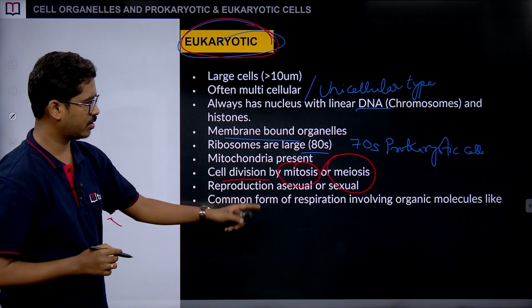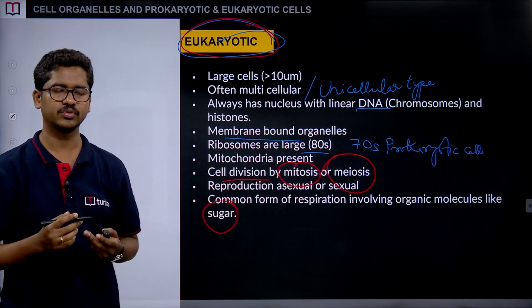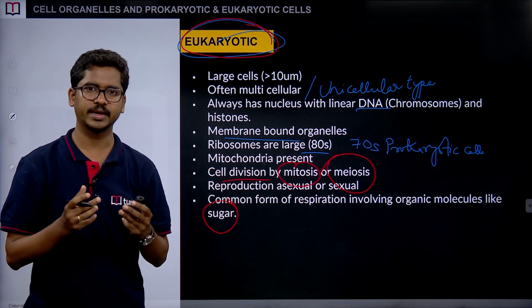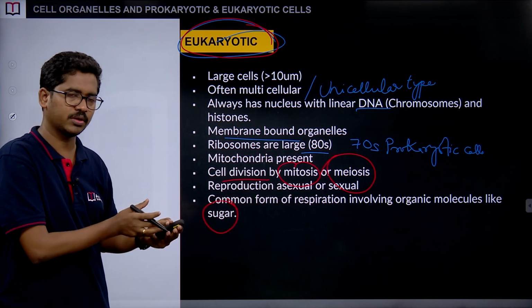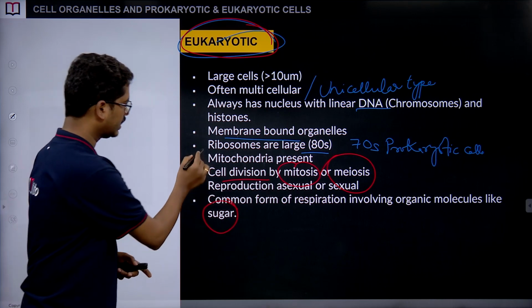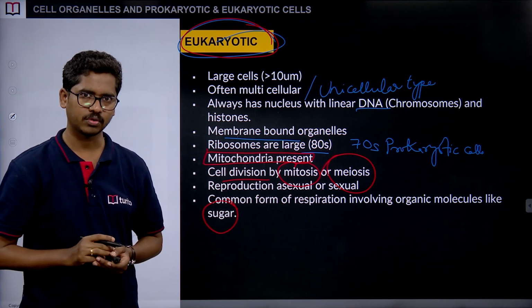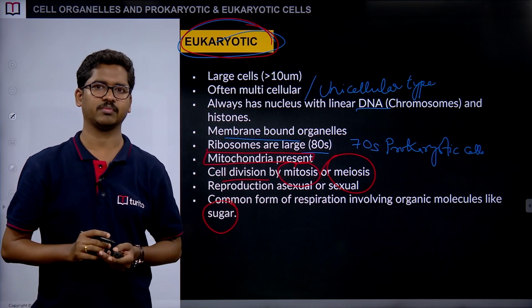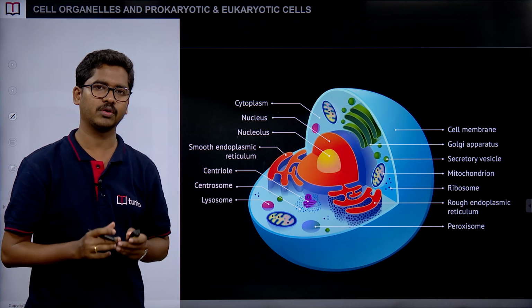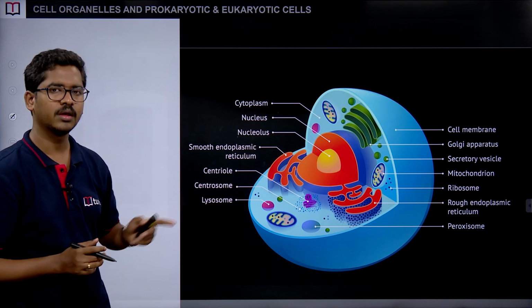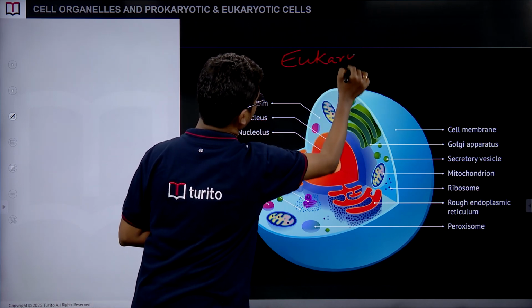Common form of respiration involving organic molecules like sugar. When sugar is used to generate energy, it needs oxygen. So, oxygen and sugar combine to generate energy, and that is why mitochondria are present here, known as the powerhouse of the cell in eukaryotic organisms. Hope you understood. This is the structure we have been following, and an animal cell has a complex structure because it is a eukaryotic type of cell.